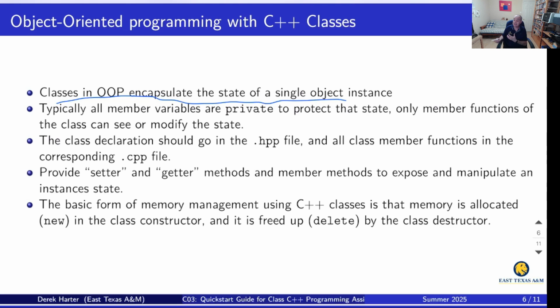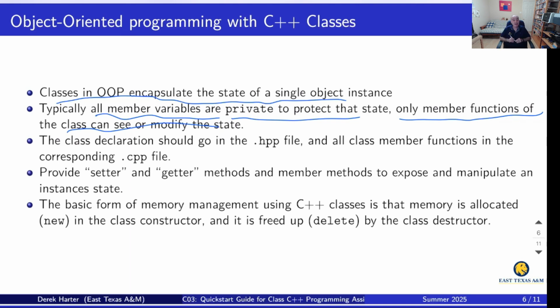Typically the way that works in a C++ class is that all member variables of a class would be private in order to protect the state of the class. Things that want to use the class need to call member functions of the class. So member functions are going to be public, and there are some public member functions that can be used to see the current state of an object and to modify that state if needed.